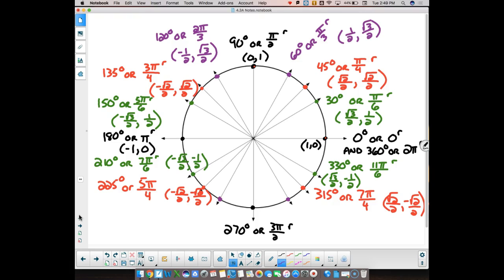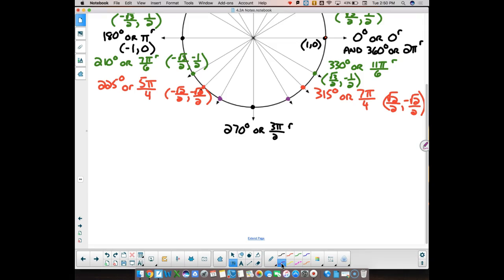Take a moment now to do quadrants 3 and 4 based off of that. Shout it out loud. What's the degree measure down there? 240. Radian measure down there? 4 pi over 3. Coordinates down there? -1/2, comma, square root 3 over 2.